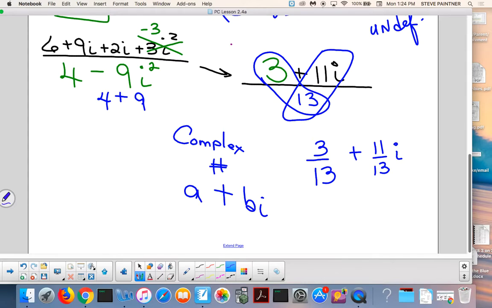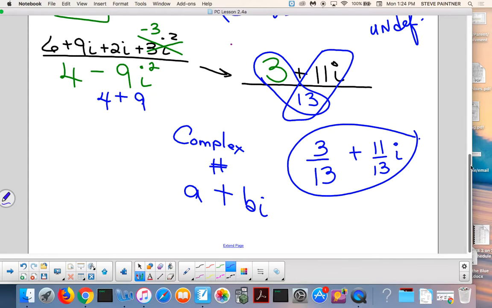This is the way the back of the book will write it the rest of the year. Whenever they talk about complex numbers, they're going to write it like this. The real part plus the imaginary. If you want your answer to look like theirs, yes. And that's how the instructions say. The instructions will say, write your answer as what? A complex number. Well, what's a complex number? It's a real part plus an imaginary part.